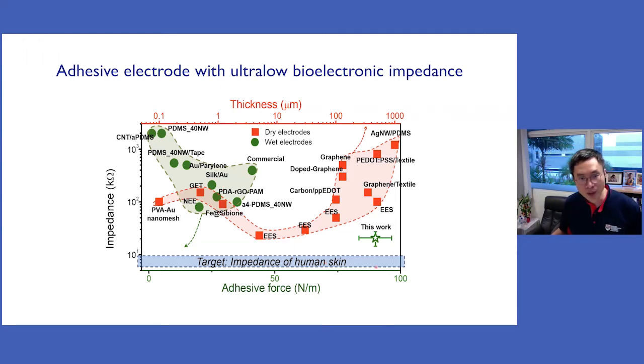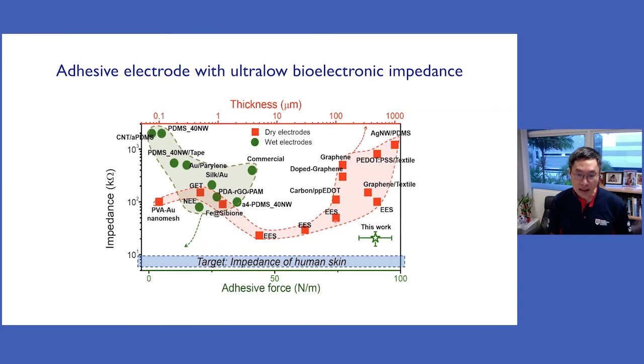But unfortunately, this is true of all these different kinds of dry electrodes or wet electrodes. In terms of impedance, it's always high, one or even two orders of magnitude higher. As a result, the signal-to-noise ratio is very low, and sometimes you cannot pick up the low signal. So this is very challenging for this kind of human-machine interface experiment. It's also a similar problem for brain-machine interfaces.